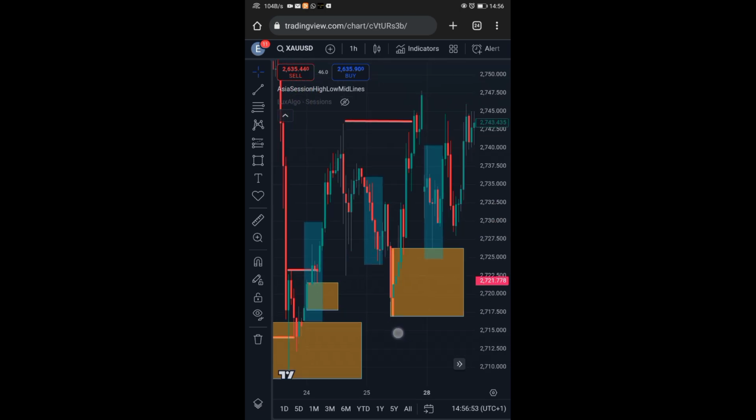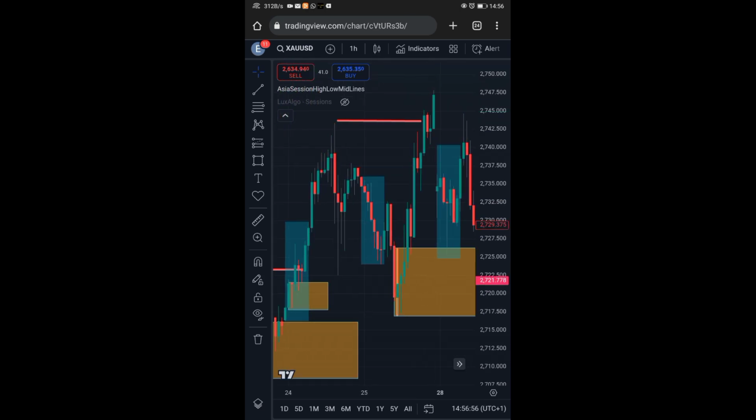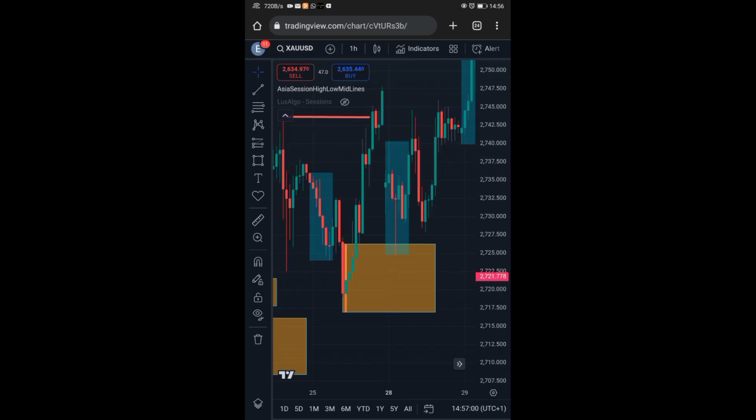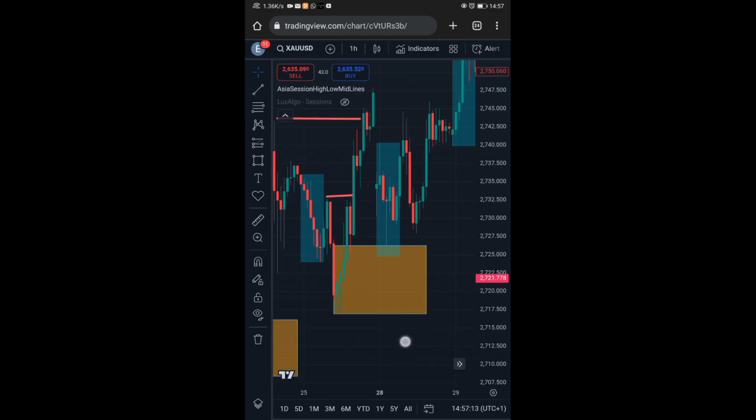So this day open, it grabbed liquidity to the downside, and it as well took it back to the upside, which gave us a break in market structure again. It gave us a break of structure right there.